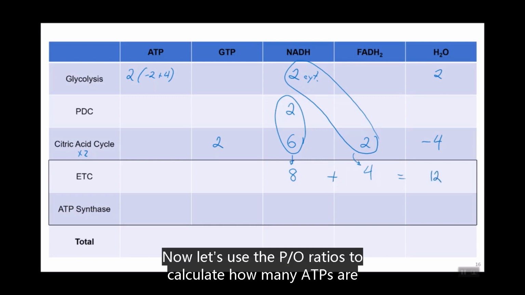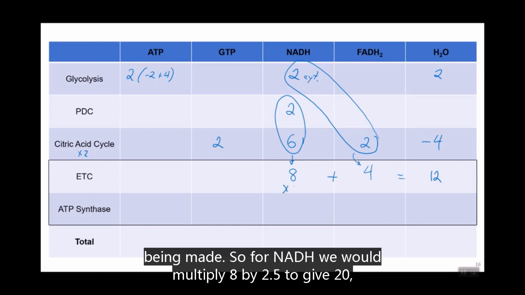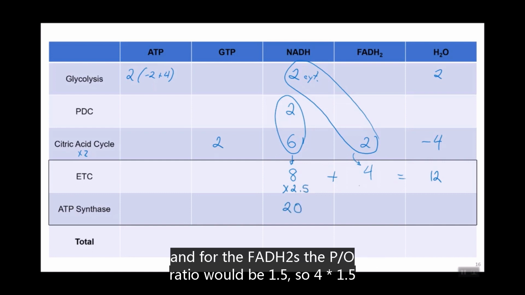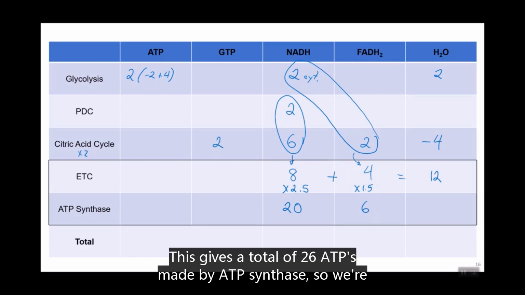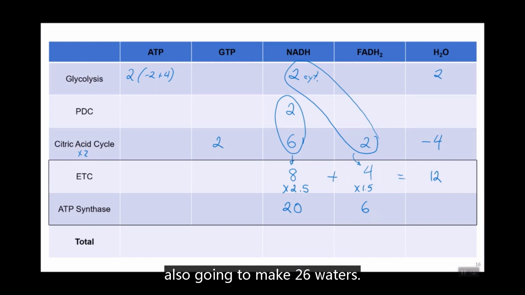Now let's use the PO ratios to calculate how many ATPs are being made. So for NADH, we would multiply 8 by 2.5 to give 20. And for the FADH2s, the PO ratio would be 1.5. So 4 times 1.5 will give you 6. This gives a total of 26 ATPs made by ATP synthase. So we're also going to make 26 waters.